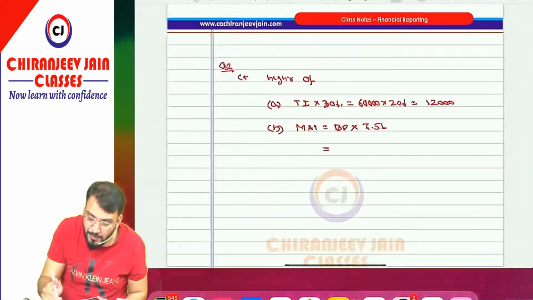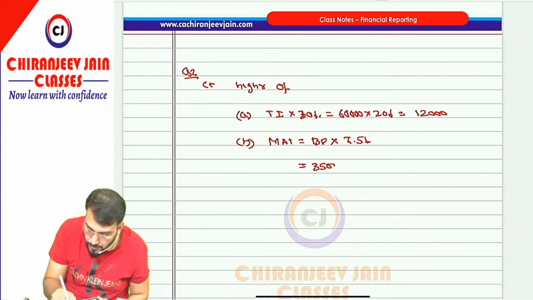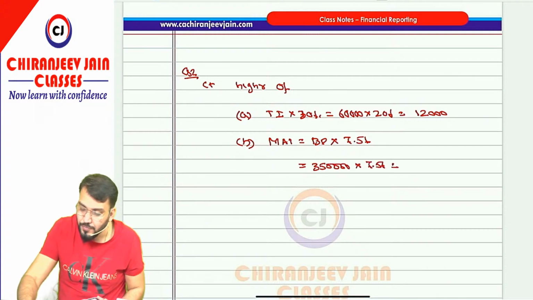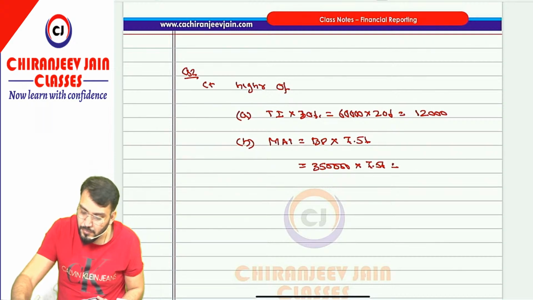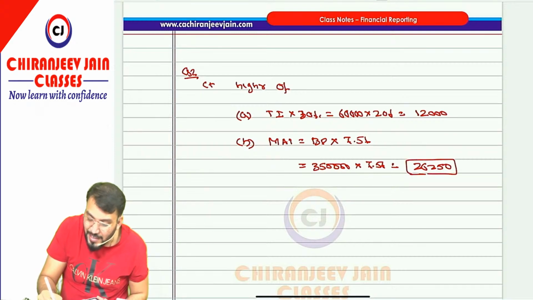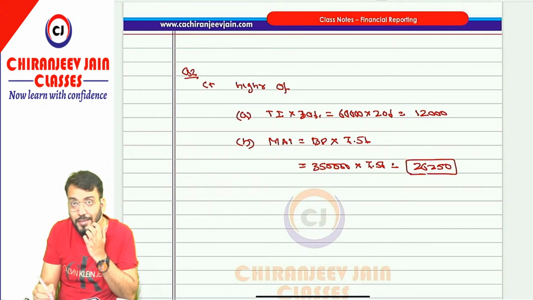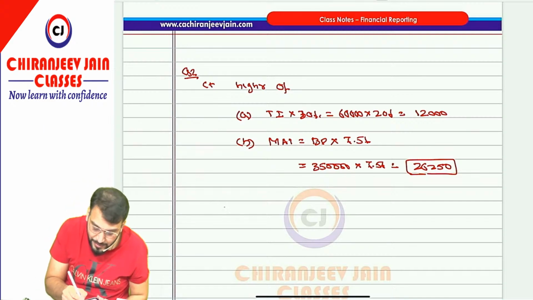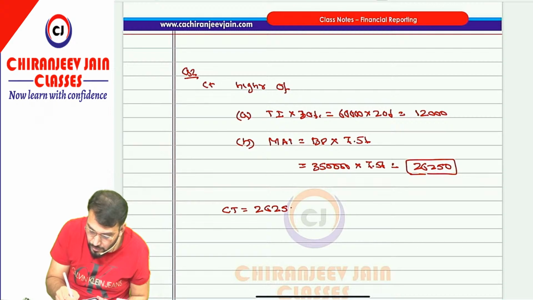Book profit is 3,50,000 into 7.5%. It is 26,250. So this is higher. The current tax will be 26,250. Understood? So current tax will be 26,250. This you have understood?